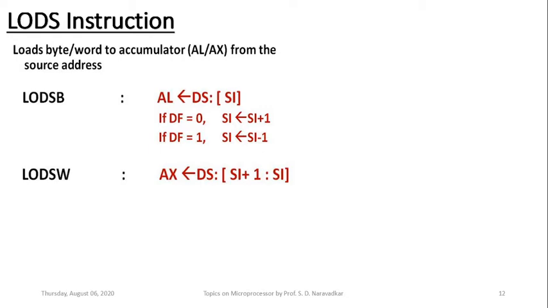In this case, a word will be loaded into the 16-bit accumulator, that is the AX register. And this word will come from two source offset locations from the data segment here. So data segment, offset SI and offset SI plus 1, two sequential memory offsets will be used to supply those 16 bits of data, and these 16 bits of data will be ultimately loaded to the AX register.